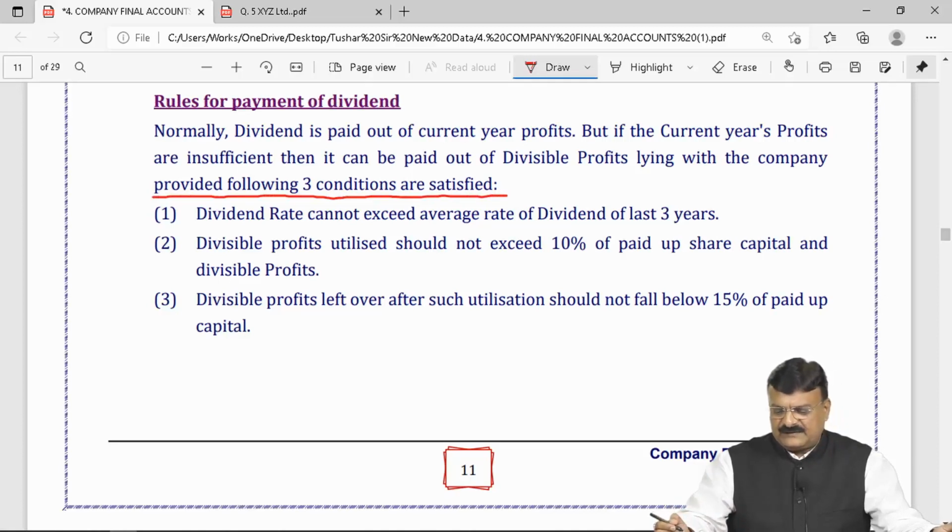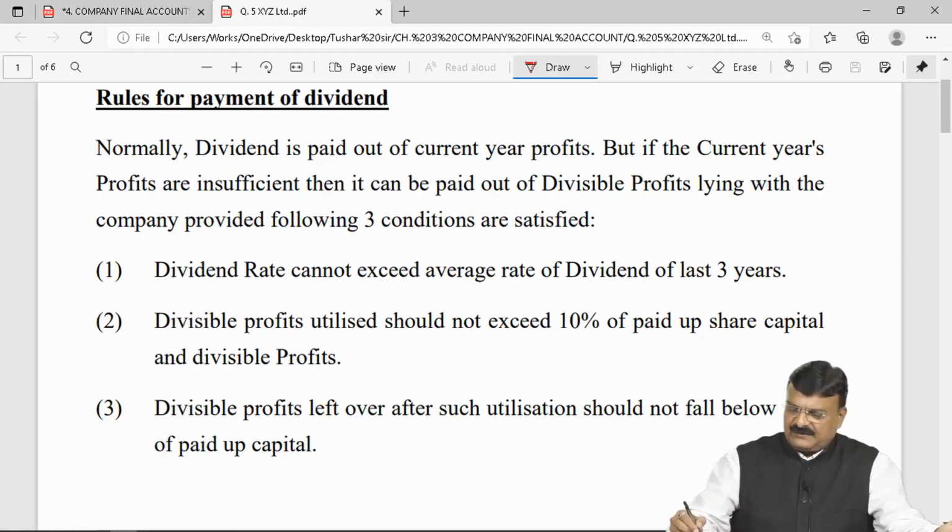Dividend rate cannot exceed the average rate of dividend for the last 3 years. Divisible profits utilized should not exceed 10% of the paid up share capital plus divisible profits, that is free reserves. Divisible profit left over after such utilization should not fall below 15% of the paid up capital.